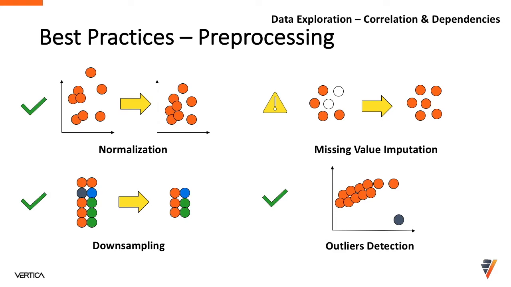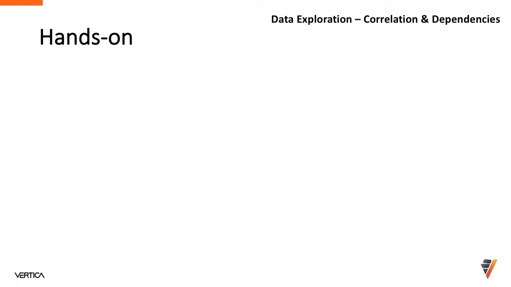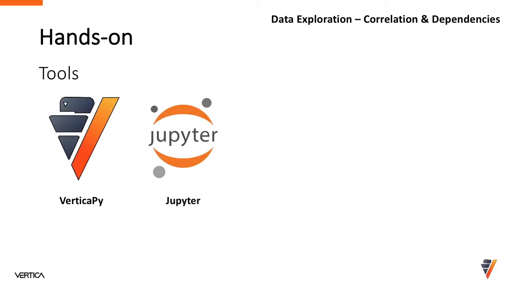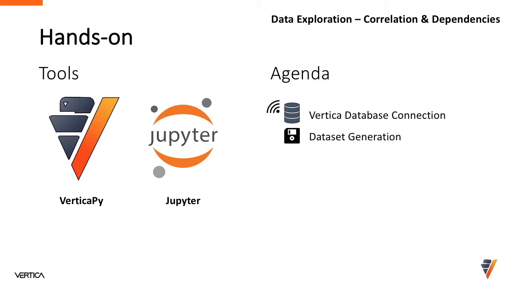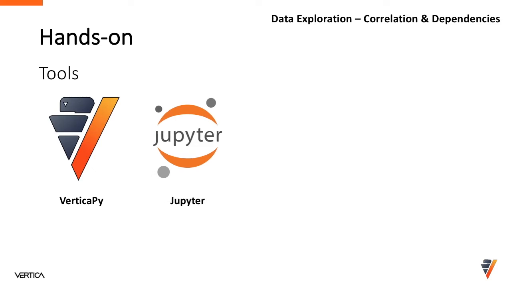Whoa, now we know many things around correlation. Let's do some hands-on. This is very important to practice to get a deeper understanding. We will use VerticaPy and Jupyter to compute different types of correlations. We will see how to create a database connection, how to generate a dataset, compute many correlation coefficients, and understand p-values. Let's go!